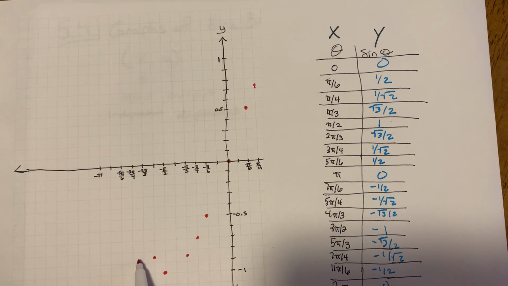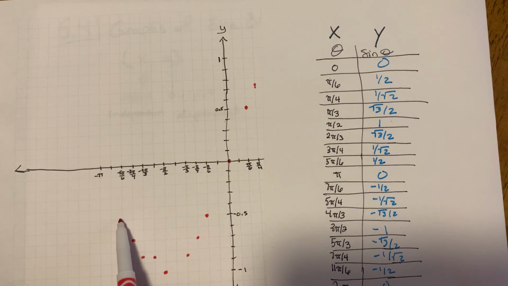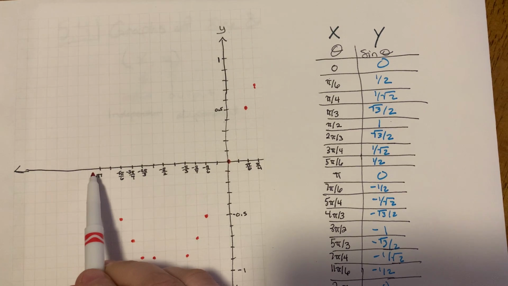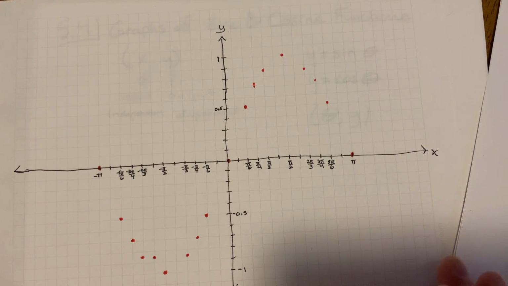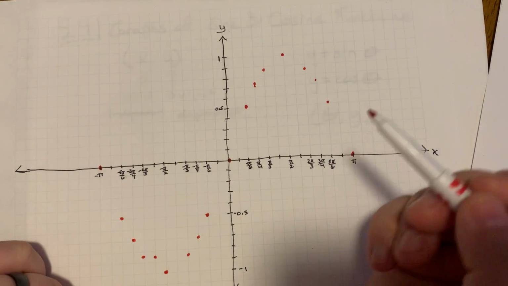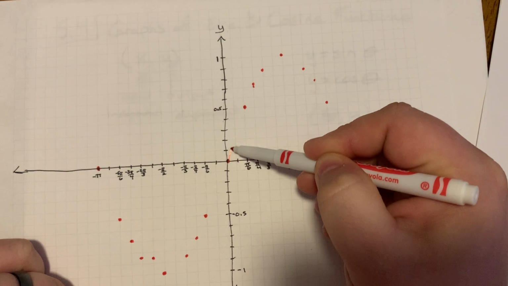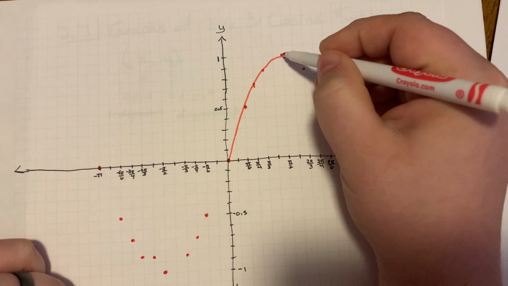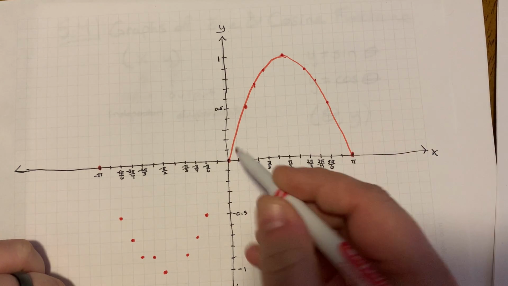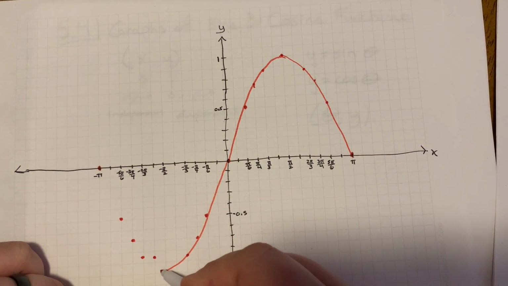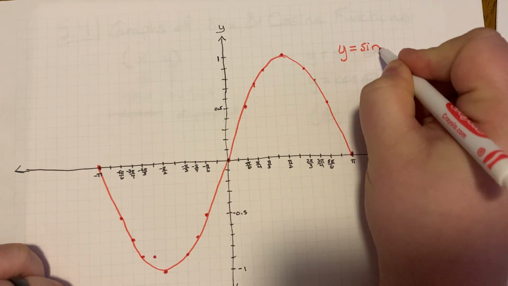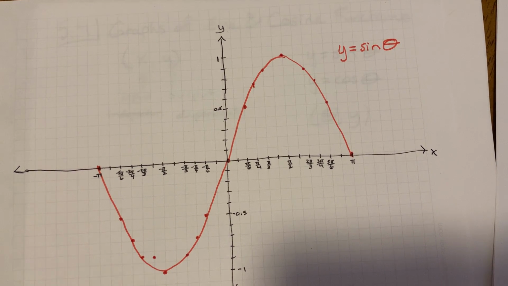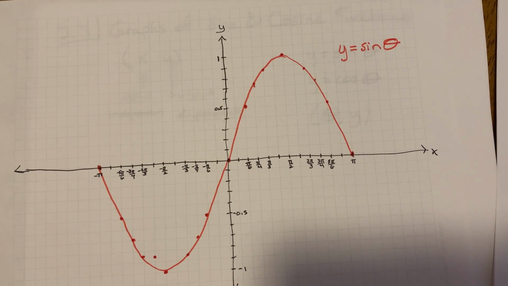Oh, that needs to go over 1. So that one's there. That one's there. That one's there. And at negative pi, we are at 0. And so ignoring that one error point, if we connect this curve, we get y equals sine of theta. And this is what our graph looks like.